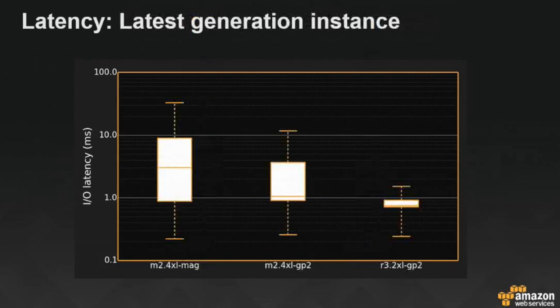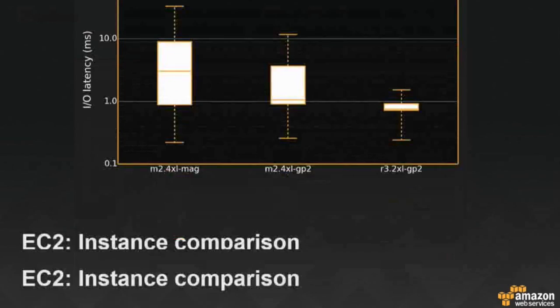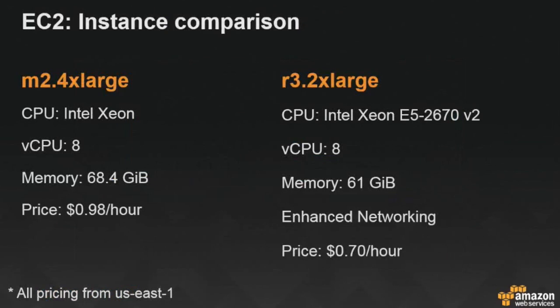Let's make one more change. If I move from an M4 4 extra large to an R3 2 extra large, which is one of our latest generation memory optimized instances, you can see the box plot has become substantially smaller. The median is at the bottom of the box plot. Our P100, which is the very top line, is still single-digit millisecond latency, and there's very little variability in our I/O latency. So it's a flat line if you're looking at it on a line graph. All we changed there was the volume type and the instance type.